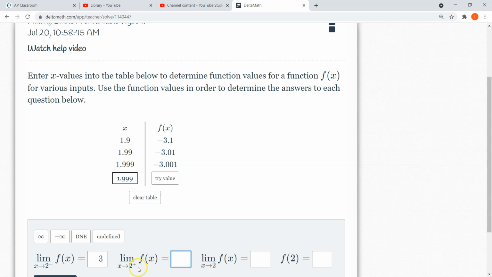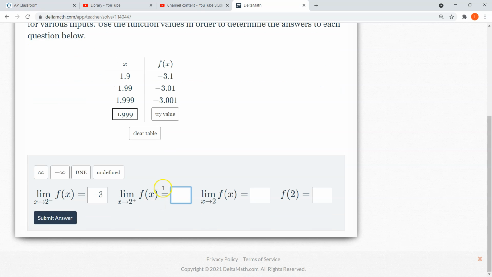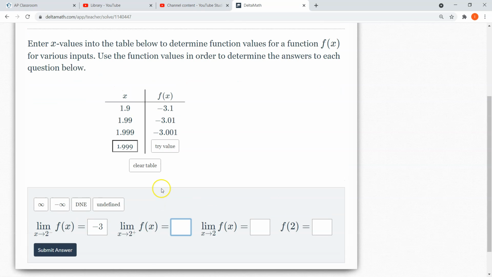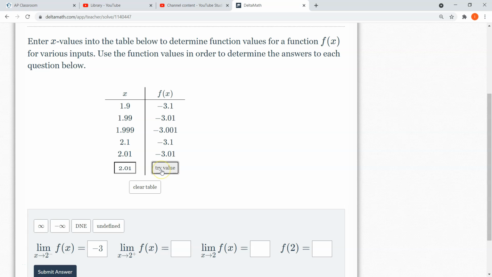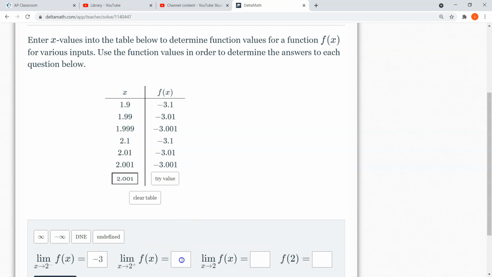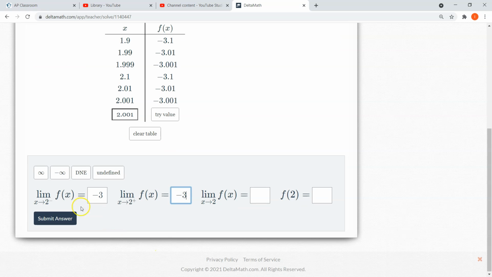Now, we're going to do the same thing for the right limit, but we want values that are a little bit bigger than 2. Okay, so 2.1, 2.01, 2.001. It looks to be that they're approaching the same thing though, right? Yep, -3. And because these two are the same, we say the two-sided limit is also -3.